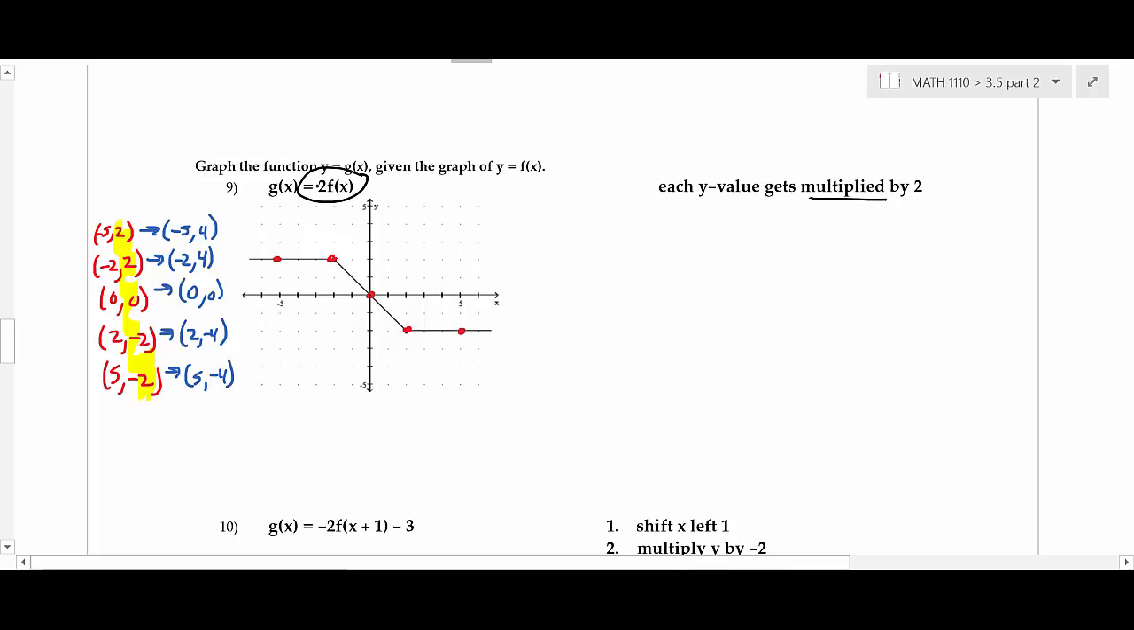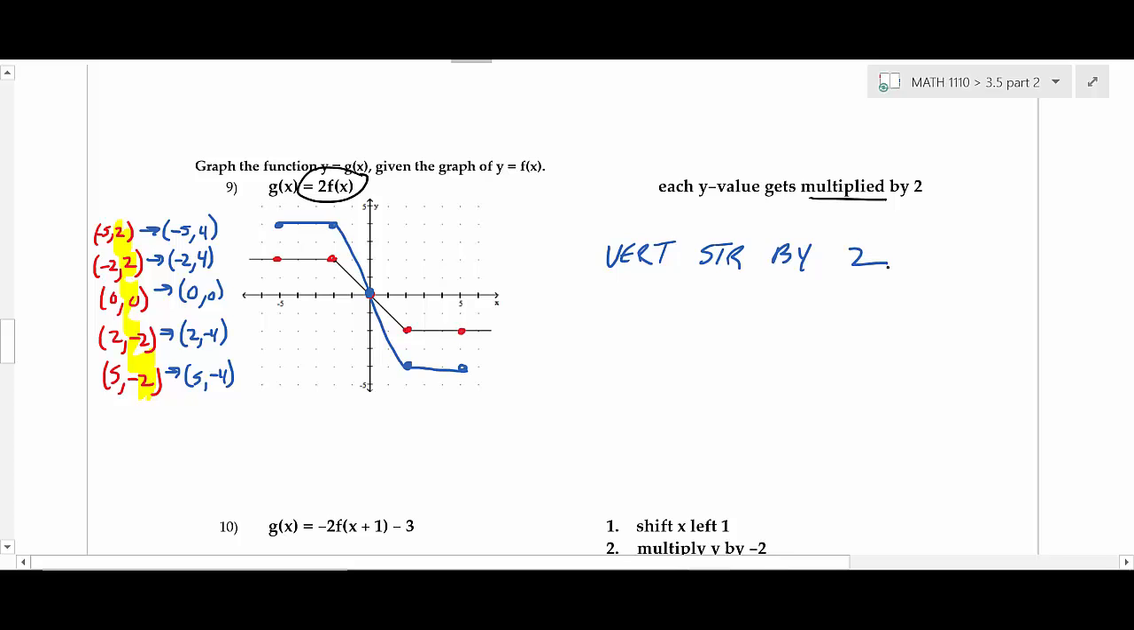Okay, since you have that 2 in front of f of x, that's having the impact of multiplying all the y's by 2, right? So if you do this then, you just plot your points. You have -5, 4. You would have -2, 4. You still have 0, 0. Then you have 2, -4. And then 5, -4. So your graph goes like that. And that's what I'd be looking for like on an exam, is that you've done those correctly. So that is a stretch. What we say on this is a vertical stretch by a factor of 2.